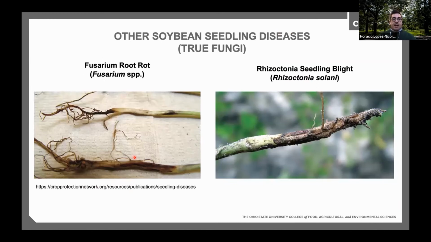But again, there are other organisms out there, right? And we just need to know what we have and what we need to deal with. So some other pathogens that can cause problems to our seedlings are different species of Fusarium. One of them is Fusarium graminearum.